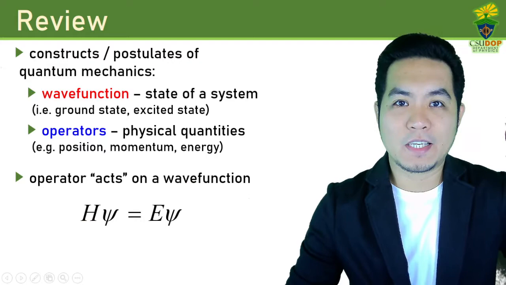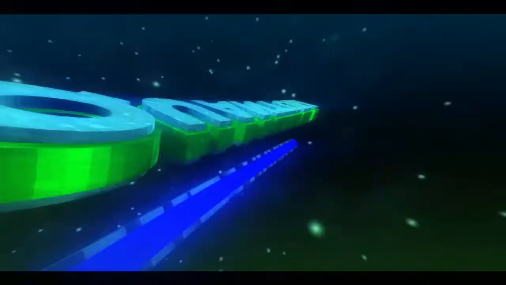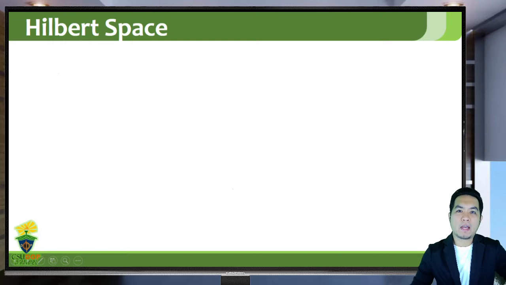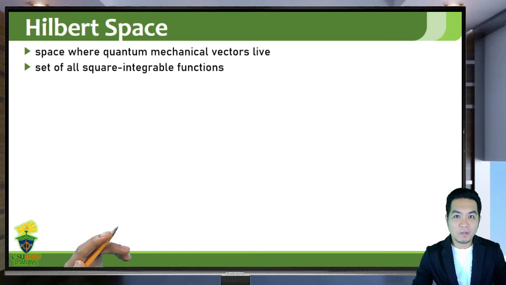So the first lesson for this chapter is an introduction to the formalisms in quantum mechanics, and we will first discuss the Hilbert space and its relation to the wave function. The Hilbert space, as you may have encountered in your mathematical physics, is the space where quantum mechanical vectors live. Essentially, this is the home of your wave functions, and it's basically the set of all square integrable functions.